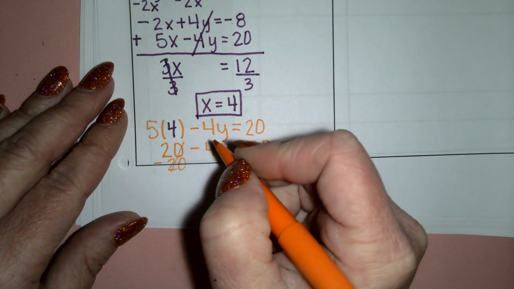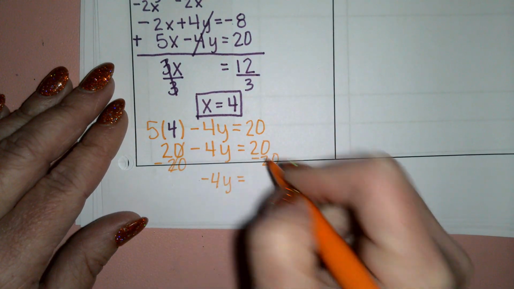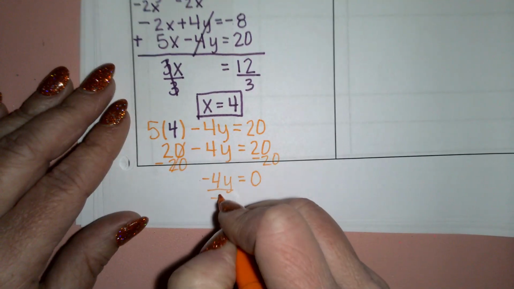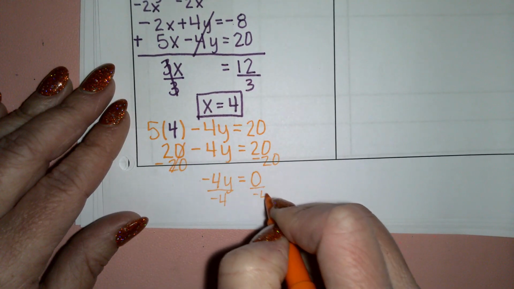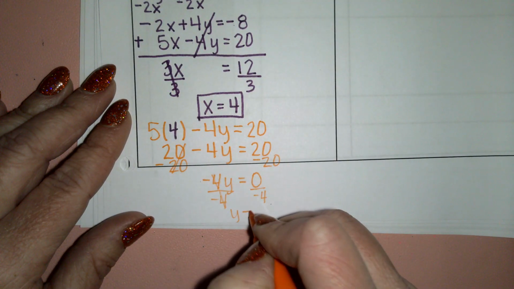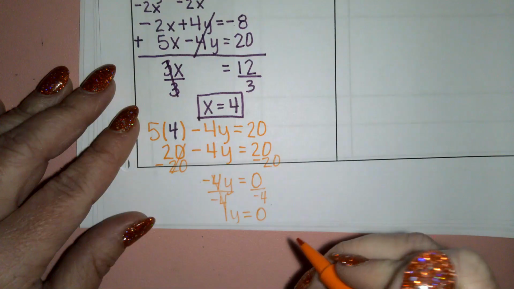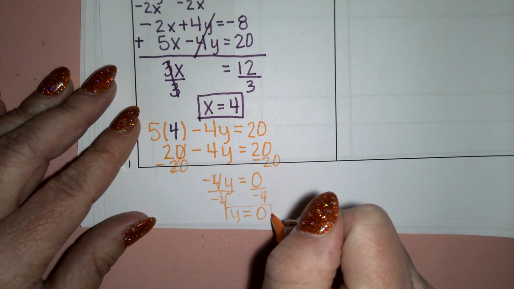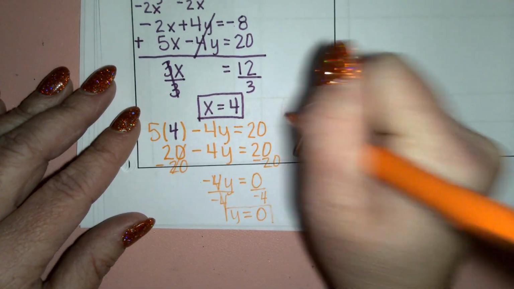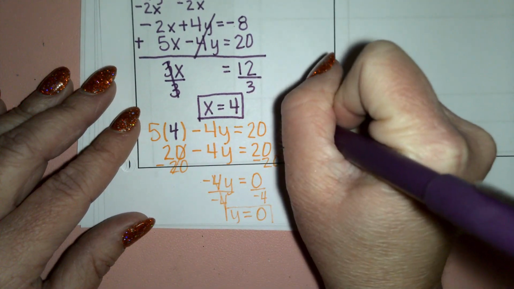This 20 cancels. I'm left with negative 4y equals 20 minus 20 is 0. Divide both sides by negative 4. My 4's cancel, so y is equal to 0. That's my second important piece of information here. So I can write my ordered pair as (4, 0).